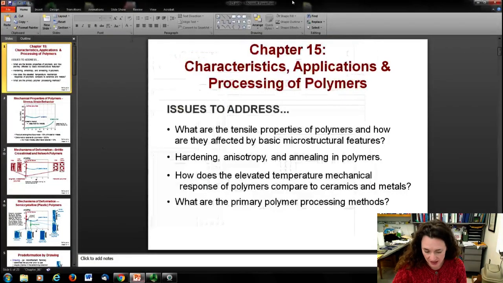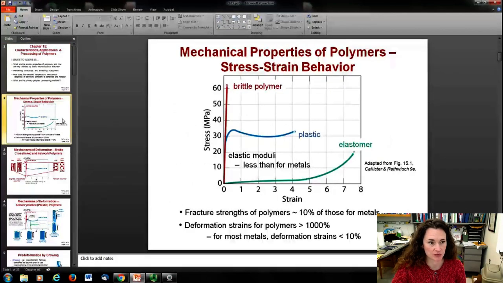Hi. So today we're going to be talking about Chapter 15, which is Characteristics, Applications, and Processing of Polymers. So the stress-strain curves, talking about the mechanical properties of polymers, the stress-strain curves for polymers can vary a lot. So you can have a stress-strain curve that looks very similar to what you would see for a ceramic, and those are your brittle or glassy polymers. You can have a stress-strain curve that looks a little bit more similar to what you might see for a metal, and that's kind of your plastic polymers.